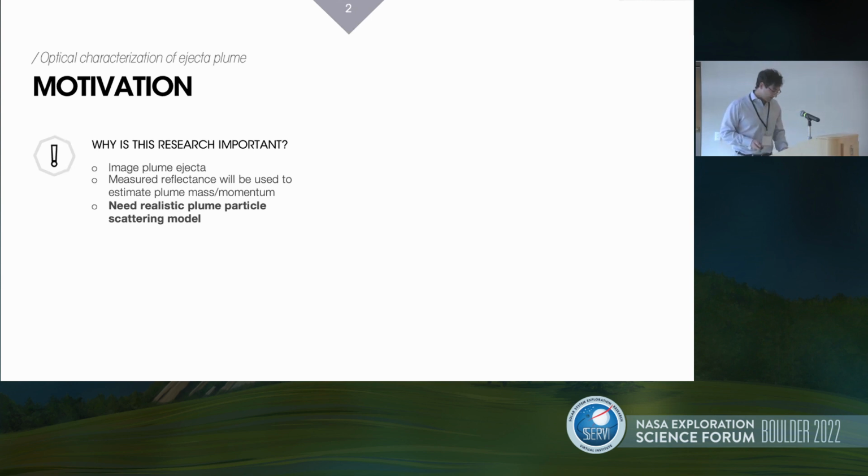So, why is this research important? The Double Asteroid Redirection Test, or DART mission, is designed to impact the moon Dimorphos of the Didymos binary and demonstrate the kinetic impactor technique. Observations from the ride-along companion LICIACube of the spatial structure and temporal evolution of the resulting ejecta plume will help determine the vector momentum transfer and constrain physical properties such as strength and porosity. Optical scattering properties of the ejecta particles used in radiative transfer plume simulations will dictate the relation between observed brightness and inferred ejecta mass. So you need a realistic scattering model for plume particles to ensure accurate interpretations.